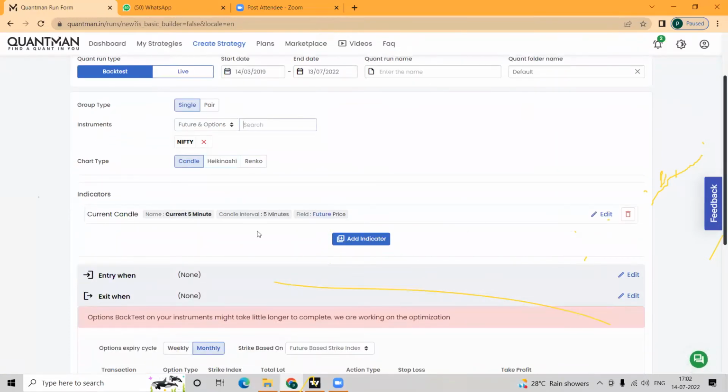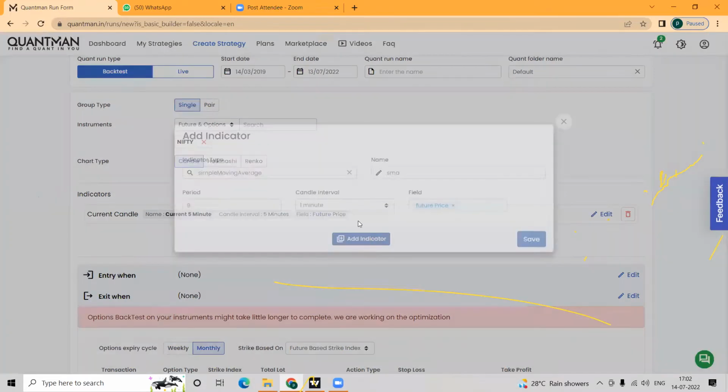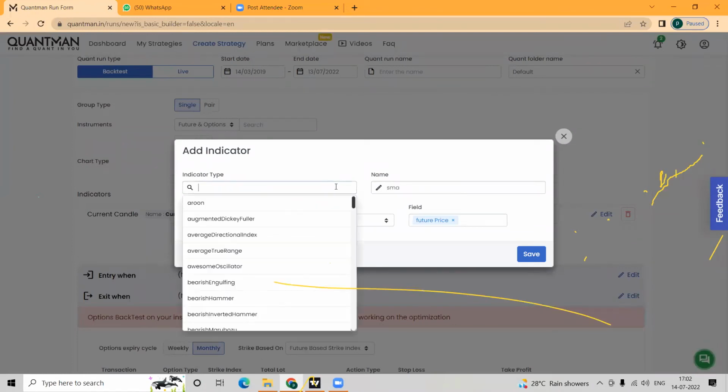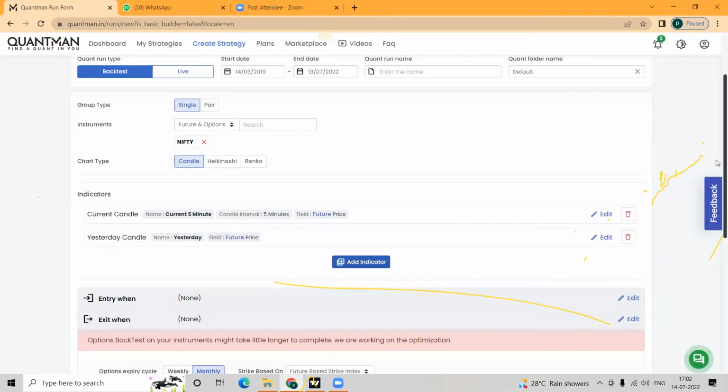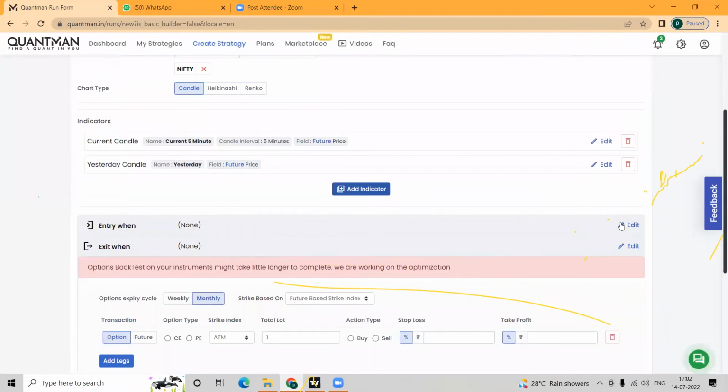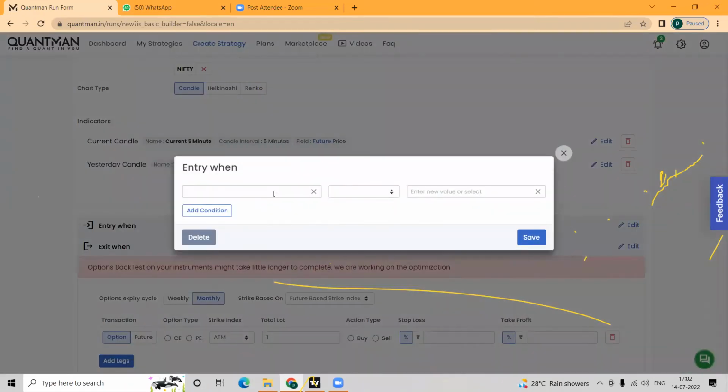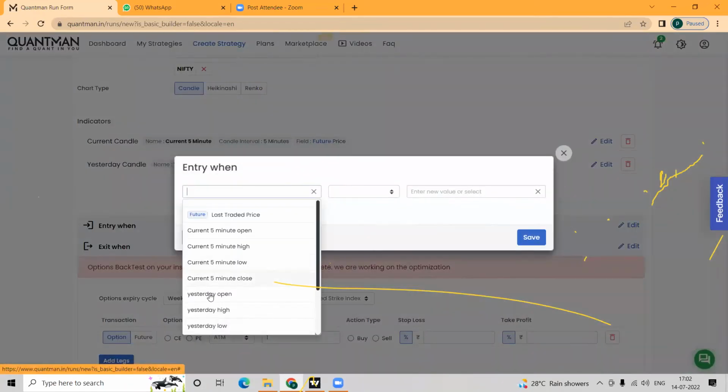A 5-minute candle is already added. If you see the current candle, the 5-minute candle close price is ordered, then just add the indicator. We are going to add one more thing, yesterday's candle. If we add yesterday's candle, then it will automatically reflect the previous day's high and low for the entry conditions. Can you see that? Yesterday's high, yesterday's low.